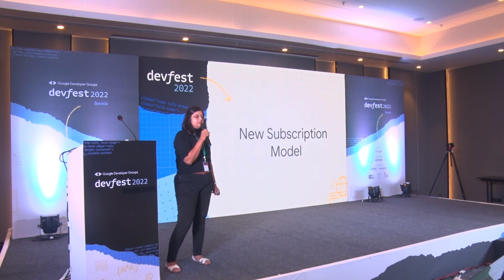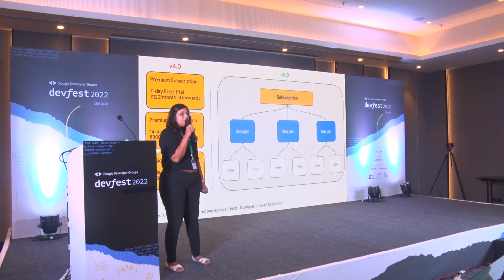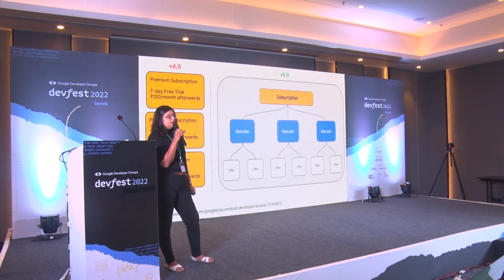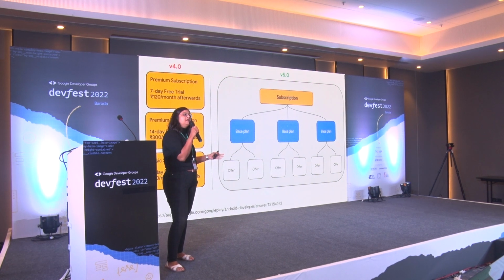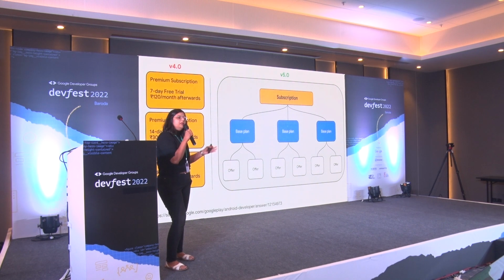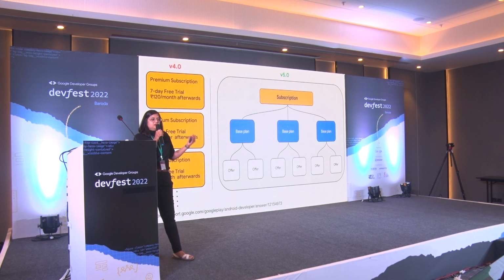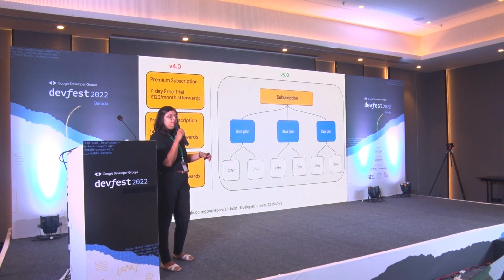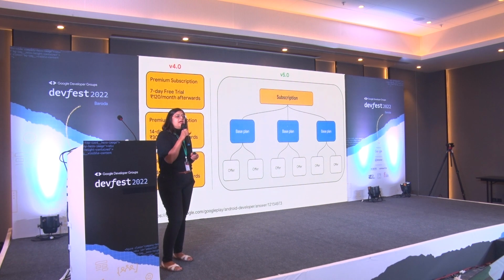So I'm talking about the new subscription model. What is it? Before version 5.0, we had an array of subscriptions. The subscriptions basically had their own individual entities. So there was a premium subscription for a yearly plan, a premium subscription for a monthly plan. Then again, there was a yearly subscription for the basic plan, a monthly subscription for the basic plan, and then there were in-app purchases, one-time purchases, and an array of subscriptions, and it was a very good headache for us.